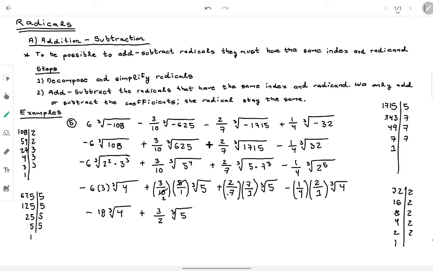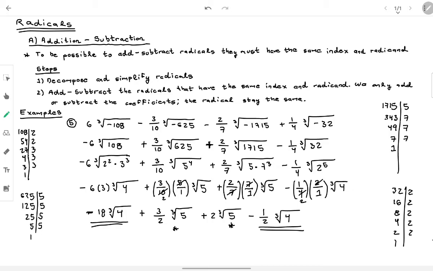Then it's going to be 7 and 7, so it's going to be plus 2 the cubic root of 5. Then it's going to be minus, and it's going to be 2 and 4, it's going to be only 2, so it's going to be minus 1/2 of the cubic root of 4. So after this one, let's check if we got like terms. Of course, we have like terms, this one and this one, because both of them have the same index, 3, and the same radicand, that it's 4. And of course, this one and this one are also exactly the same.